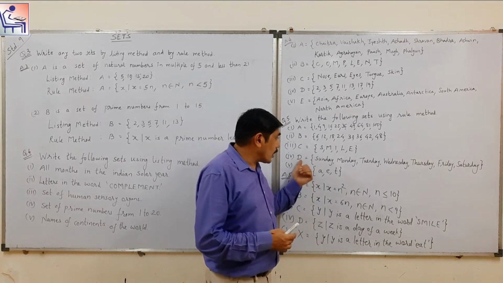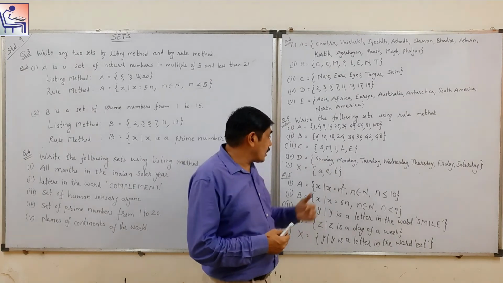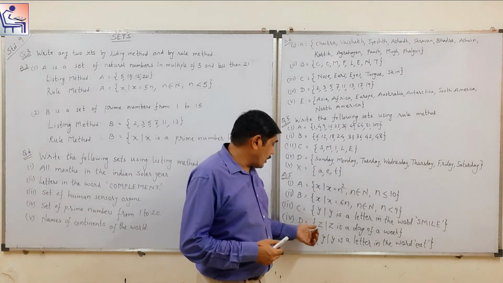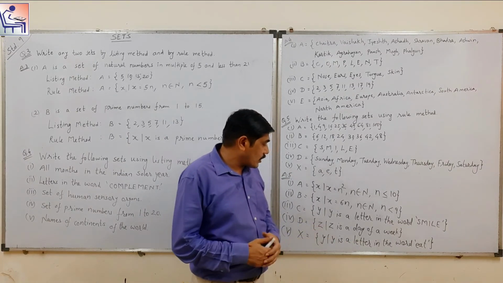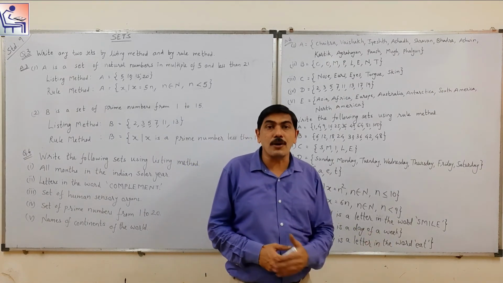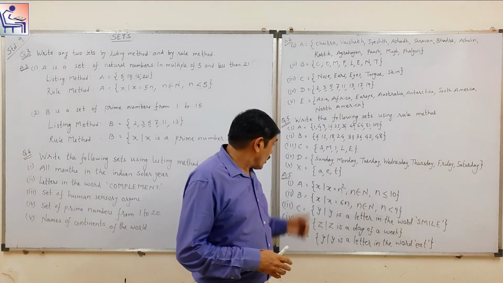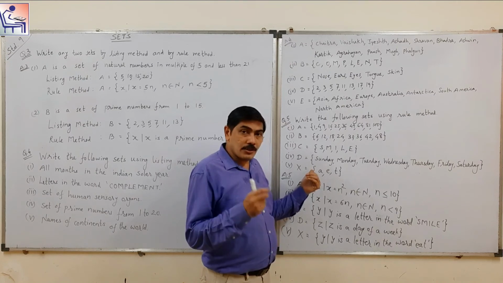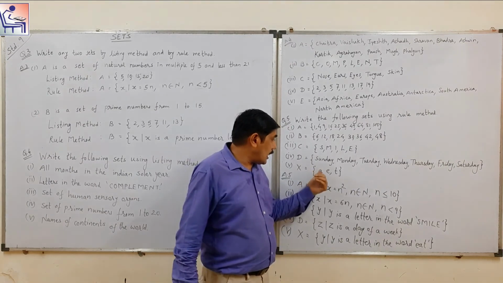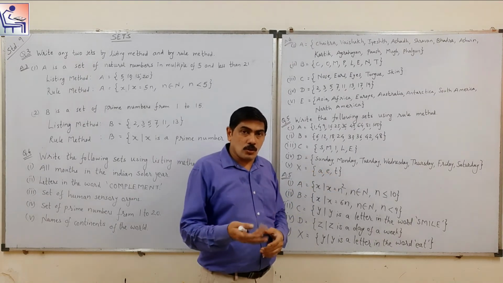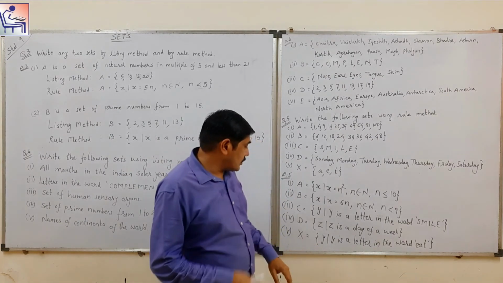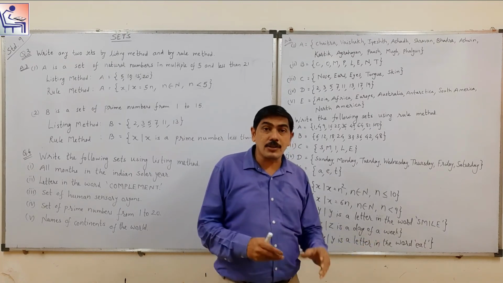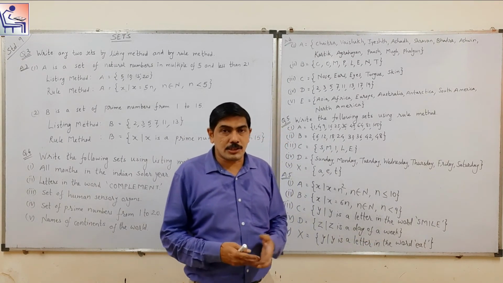Now the D, you can see all the days of the week are given: Sunday, Monday, Tuesday, Wednesday, Thursday, Friday and Saturday. So we will write it as D is a set of all z such that z is a day of a week. Then fifth one, X. The elements of set X are A, E, T. So here we will write the answer as X is a set of all y such that y is a letter in the word eat.